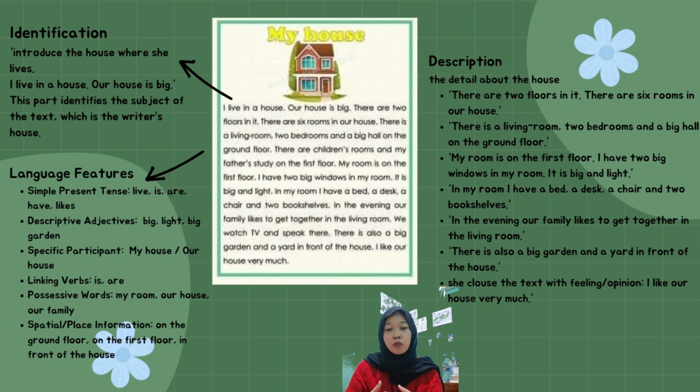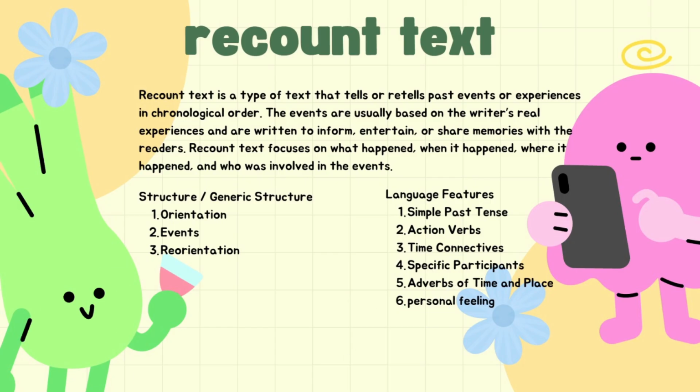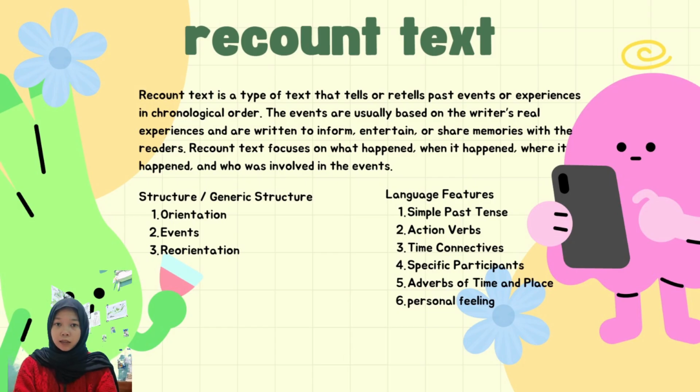Now we move to the last text that we will talk about today. It is recount text. Recount text is a type of text that tells or retells past events or experiences in chronological order. The events are usually based on the writer's real experiences and are written to inform, entertain, or share memories with the readers. Recount text focuses on what happened, when it happened, where it happened, and who was involved in the event.